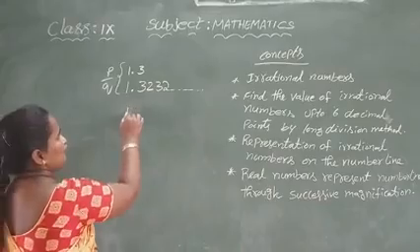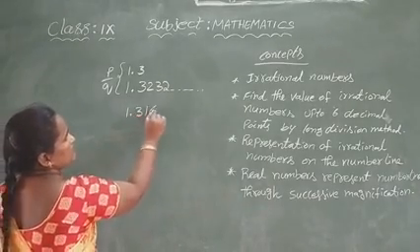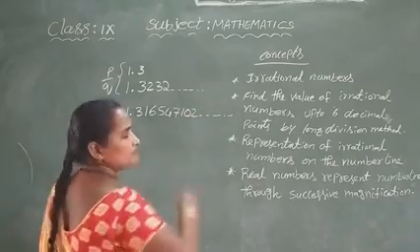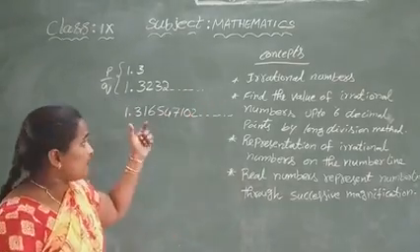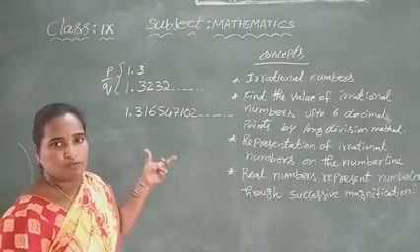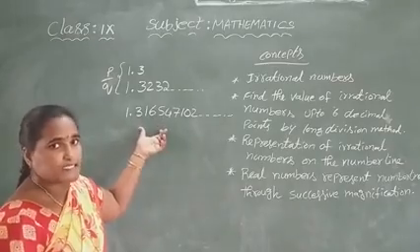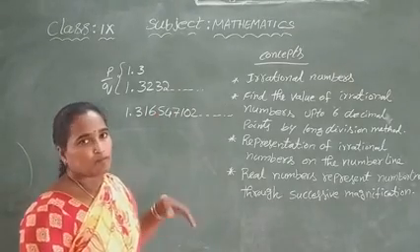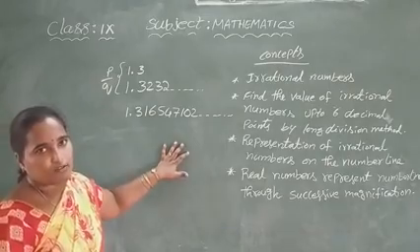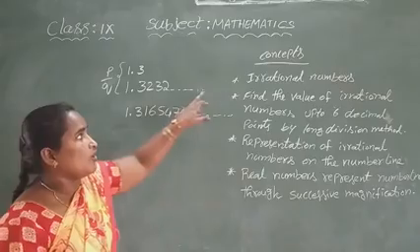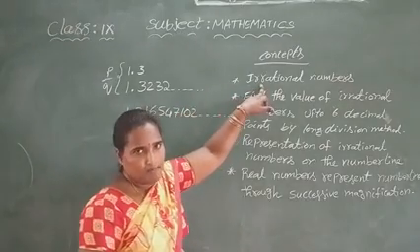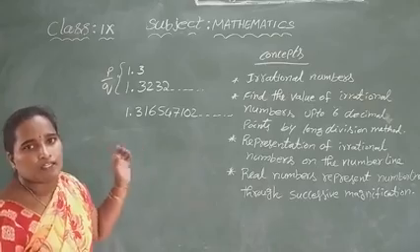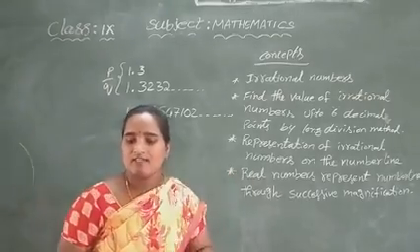For example, 1.316547102 and so on. Is this number terminating? No. This number is non-terminating and also non-repeating. So that's why this type of number is called an irrational number. These irrational numbers cannot be expressed in the form p by q. Okay, ma? Did you understand this one? Next.